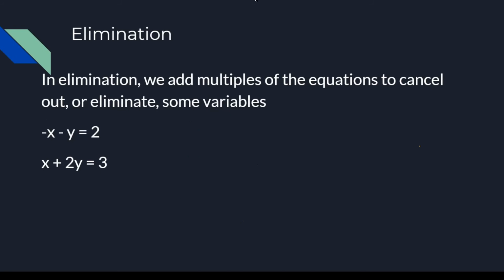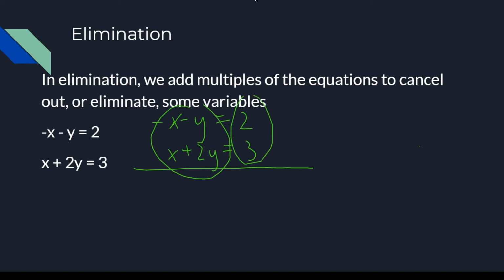So when we do that with variables, you have negative x minus y equals 2, x plus 2y equals 3. You're going to add the left-hand side and you're going to add the right-hand side. On the left-hand side, you have x minus x plus 2y minus y, equals 3 plus 2, okay? Then you have these two cancel out, and one of the y's cancels out, so it becomes y equals 5.